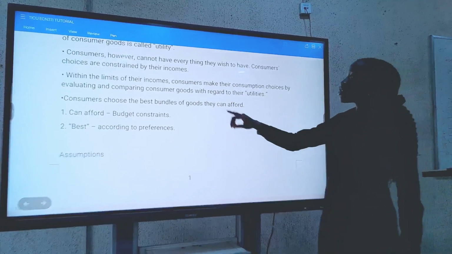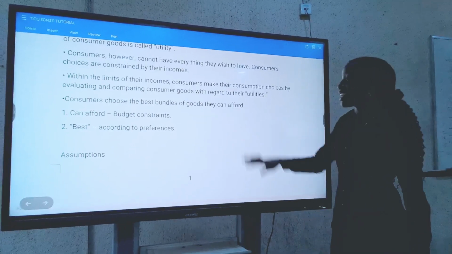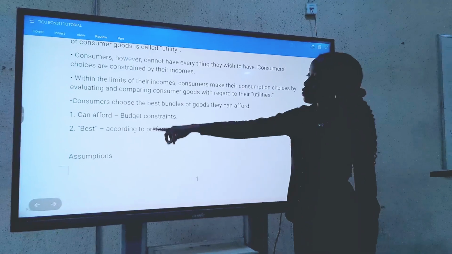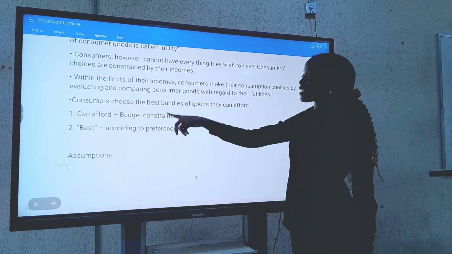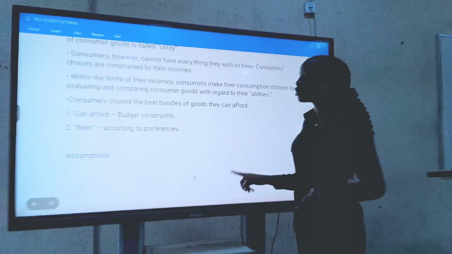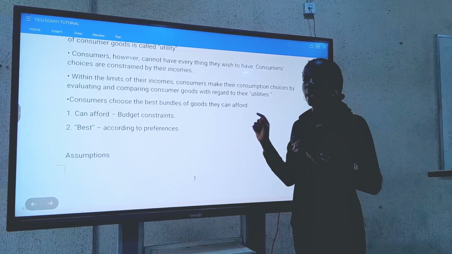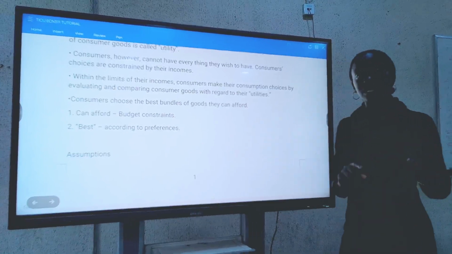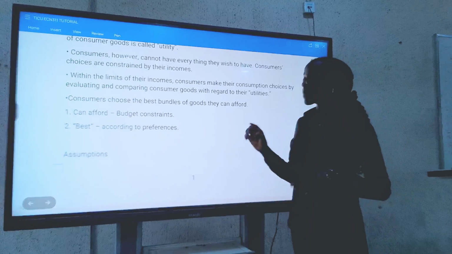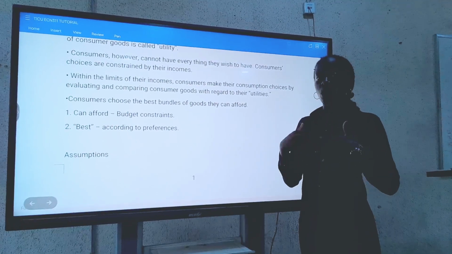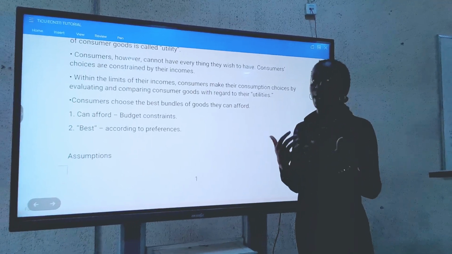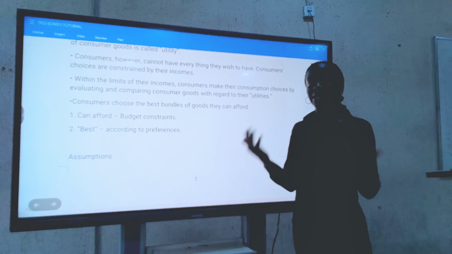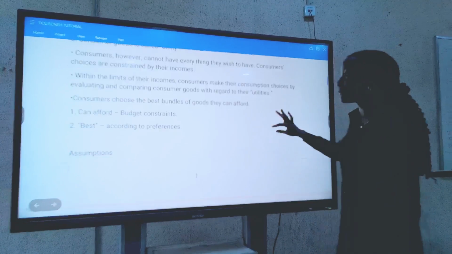So consumers choose the best bundles of goods they can afford. So there are two parts. Number one, that they can afford, that's the budget constraint. And number two, the best, according to my preference. For example, the water, ice cream, and wine I gave. If wine is what I want the most, what I like the most, and my income can afford it, I'm going to choose the wine.